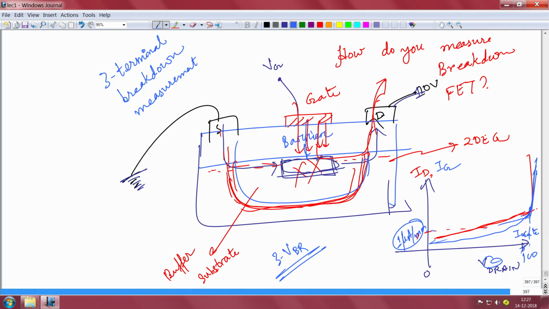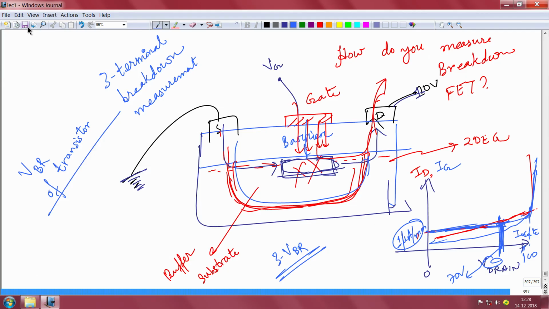Whenever that current is reached, that point I will define as the breakdown, maybe say 70 volt or maybe 500 volt, whatever. I will define some limit like 1 microamp per millimeter, and this is a 2 dimensional device by the way, that is why per millimeter. And then at that particular voltage, when it reaches that particular current, I will define it as the 3 terminal breakdown measurement. So, when I talk about breakdown of a transistor, V breakdown of a transistor, I am talking generally of this 3 terminal breakdown measurement in an FET. Please remember that.